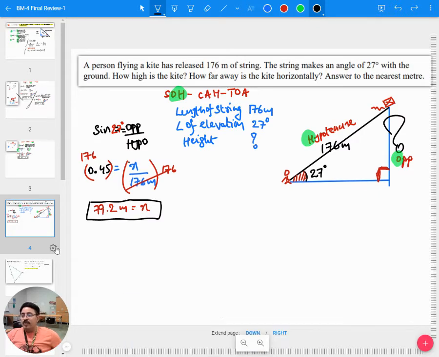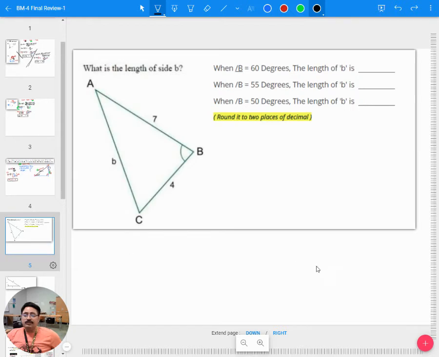Okay. Moving to the next question. This is slightly different, but it is not difficult. What is the length of side b? So, if angle B is 60 degrees, in the diagram the angle is not given, so let me take it as 60 degrees, then what is the length of b?